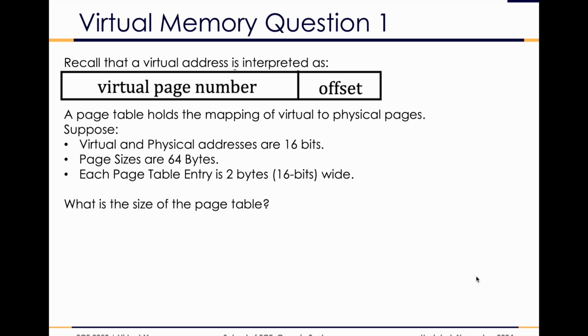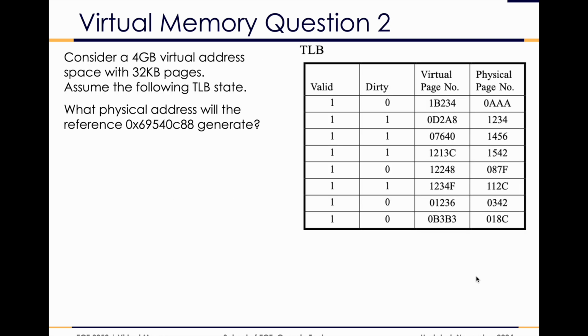Therefore, we know that since you have 10 bits to index, there are 2 to the 10th entries in the table. And 2 to the 10th is 1024, so there are 1024 entries, and each of these entries is 2 bytes wide. So we can do 1024 times 2 bytes, and that gives us 2 kilobytes, as shown below.